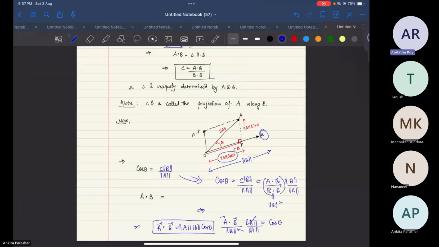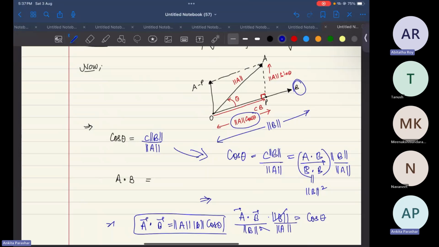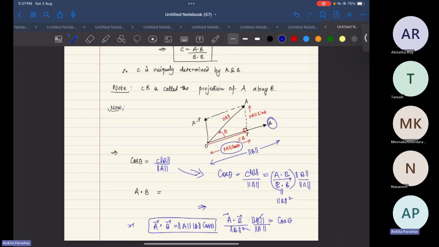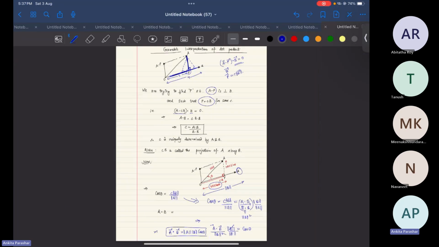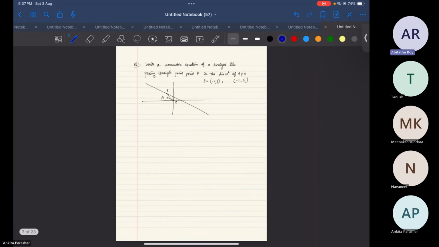Well, so A dot B would be the product of the magnitudes of two vectors: one is the projection of the first vector on the second, and the other is that vector itself. Exactly. So it is the product of the lengths of two vectors. One is the vector itself, another is the projection onto that vector. Yes. All right. I think now you understand the geometric interpretation of the dot product.